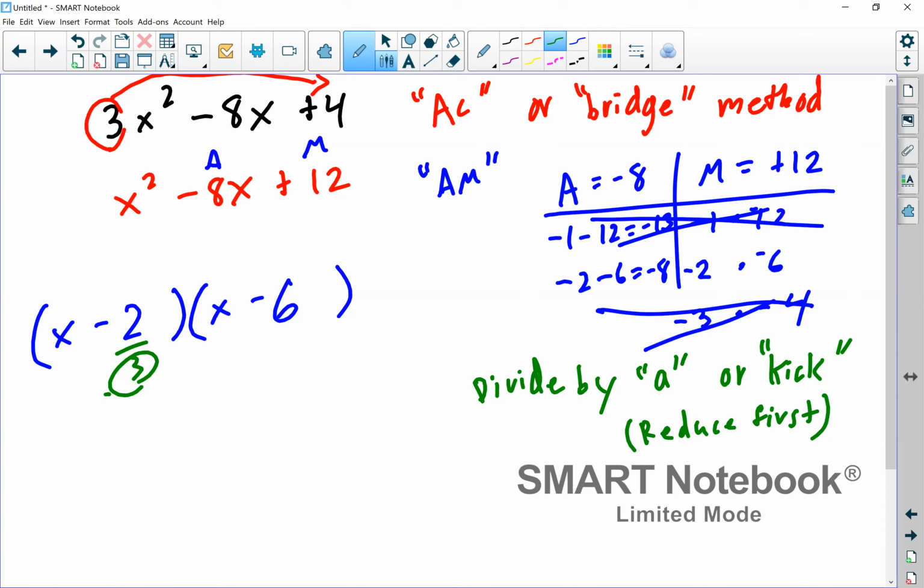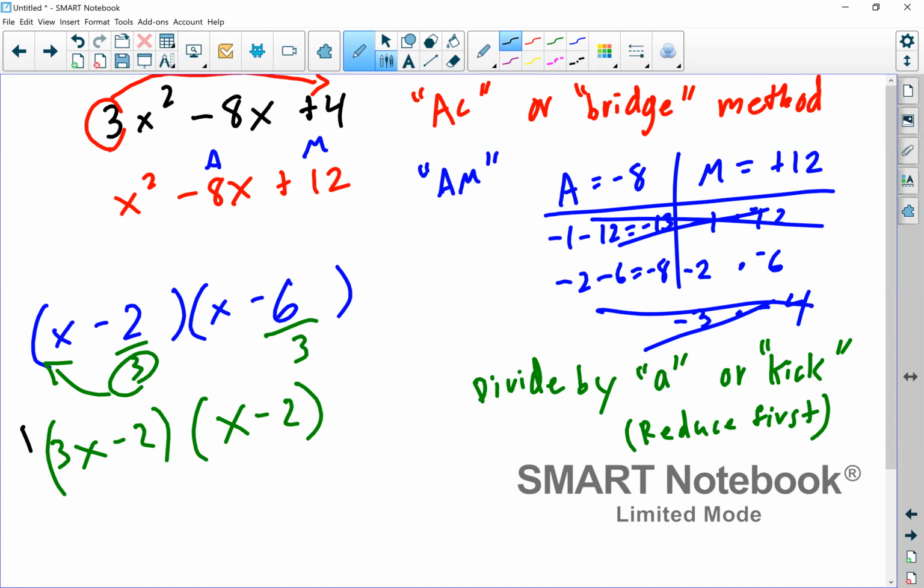So let's kick that 3 to the front. Kick it to the x, so 3x minus 2. -6 divided by 3 does work, and this becomes x minus 2. And those are our factors. That's it. Hopefully you guys like this method.